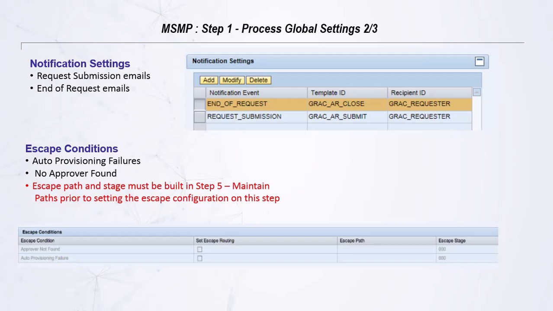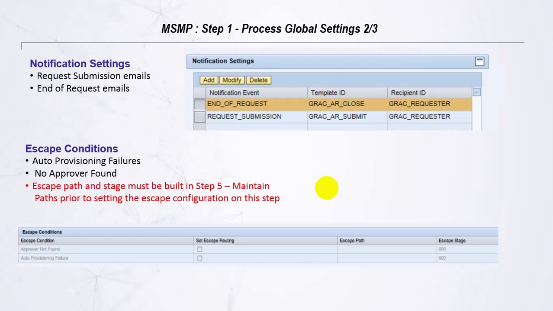Suppose the first one might be that everything is approval completed, but because of RFC, the system is down. So auto provisioning failure. Or the system is up, but you have maintained the RFC. You are using the RFC user between GRC to S4HANA or ECC or any other system. The RFC user does not have proper authorization to assign the role. Because of authorization, it will be an auto provisioning failure.